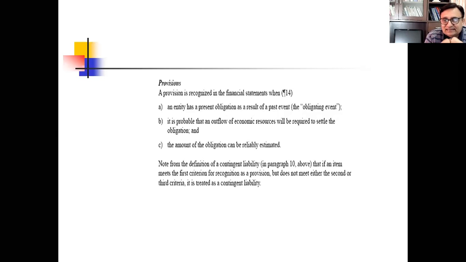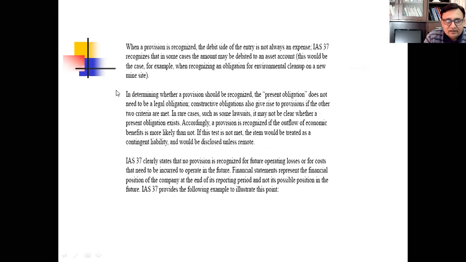If all three conditions are not fulfilled, only the first is there, then it is a contingent liability or contingent asset. So accordingly, we will make disclosure in the notes to the accounts. When a provision is recognized, the debit side of the entry is always an expense. Naturally, when you make a provision, you will charge it to the income statement. Similarly, some amount may be debited to the asset account. For example, provision for depreciation is created. You will deduct it from that particular asset, or you may show it on the liability side.